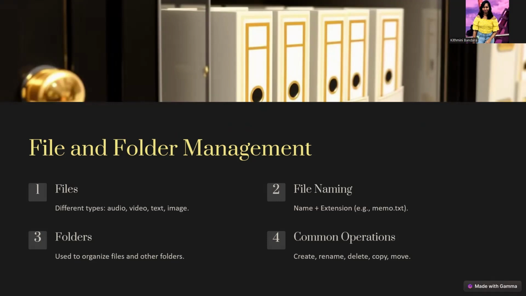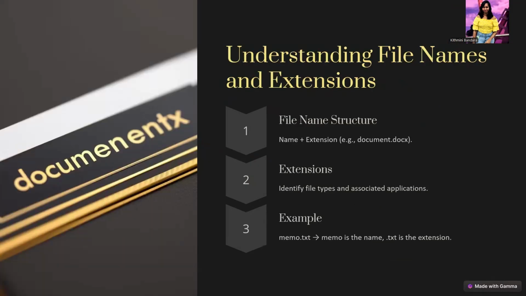Okay, then let's talk about file names and extensions. A file name typically has two parts: the name given by the user, and the extension, which identifies the file type. For example, the file name memo.txt. The memo is the name and the .txt is the file extension. The extension tells the operating system which application to use to open the file.